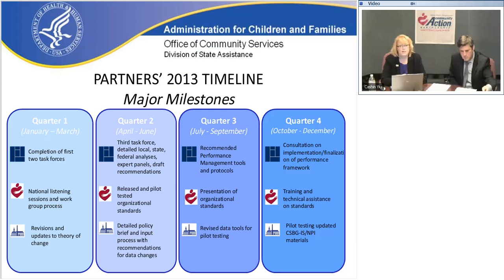I always like to start the presentations using the slide I think that OCS developed a little over a year ago that really walks out the major milestones of the three-pronged effort here, with the Performance Management Task Force working on the federal and state accountability measures with the Urban Institute, the partnership's work on organizational standards, and NASCAP's important work on ROMA Next Generation.